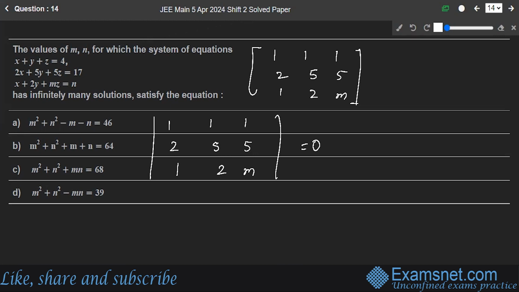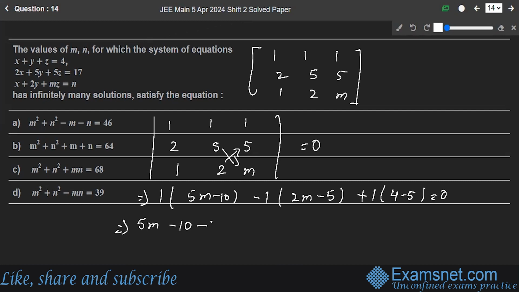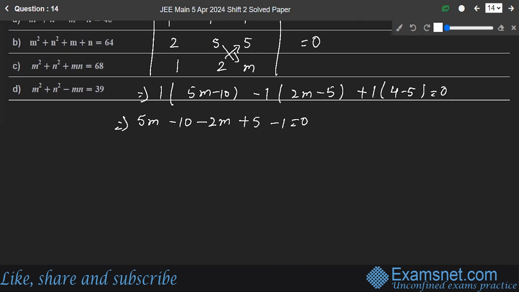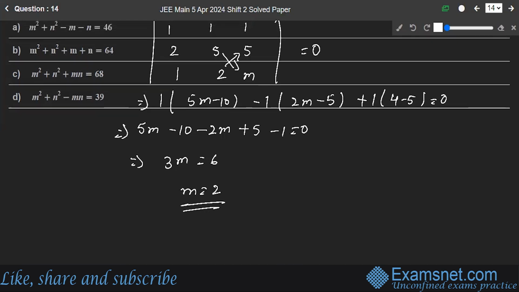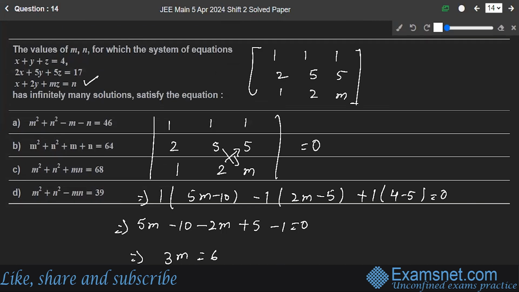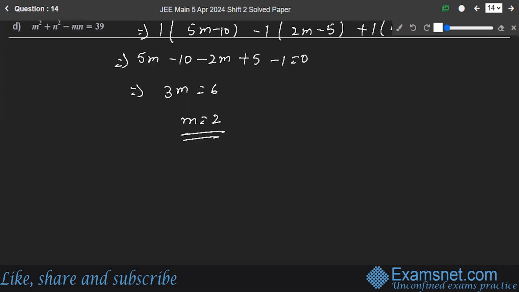Okay. So let's find out the determinant. This will be given by 1 into (5 into m minus 10), minus 1 into (2m minus 5), plus 1 into (4 minus 5). This is equal to 0. This gives me 5m minus 10 minus 2m plus 5 minus 1 is equal to 0. Or you have 3m is equal to 6, or m becomes 2. Okay, now let's solve for n. For that, you know also that D3 is also equal to 0.